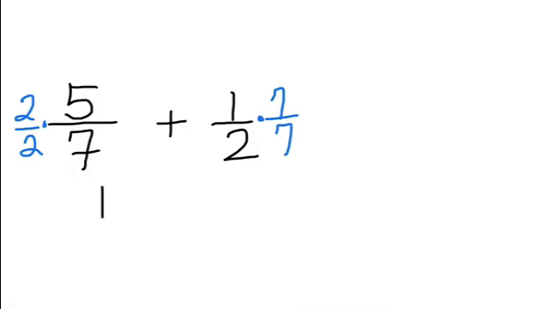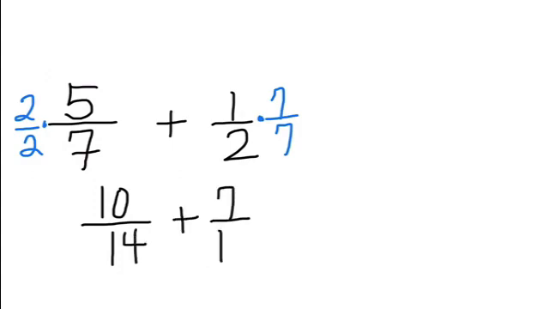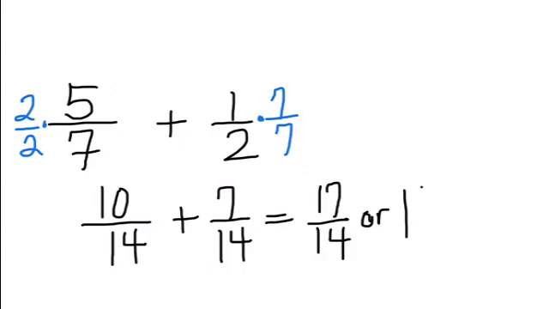So our first term becomes 10 over 14, and then our second term becomes 7 over 14. Now we have a common denominator of 14, and we can add across: 17 over 14, or 1 and 3/14.